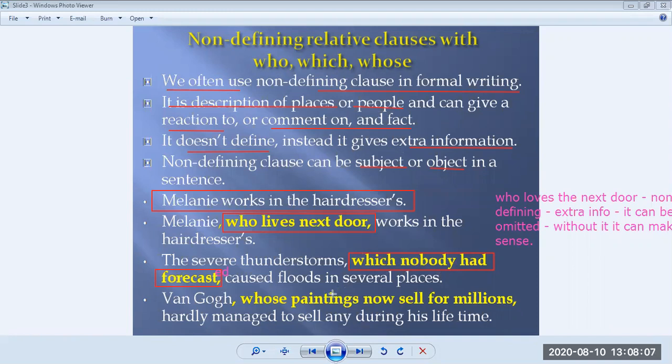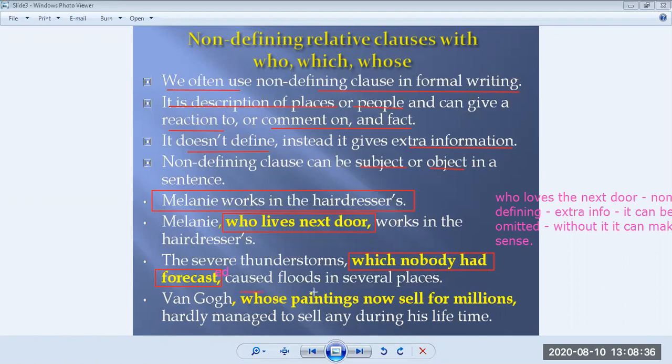Okay, that's why it doesn't define. Next one: Van Gogh, whose paintings now sell for millions, hardly managed to sell any during his lifetime. As you know, Van Gogh is the famous painter. I'm not that artistic, but this is one of his very famous paintings.